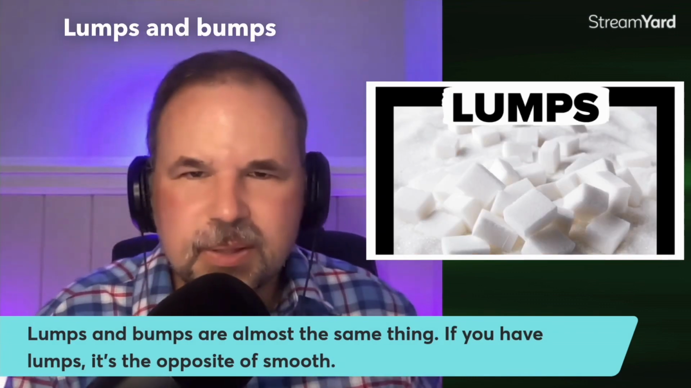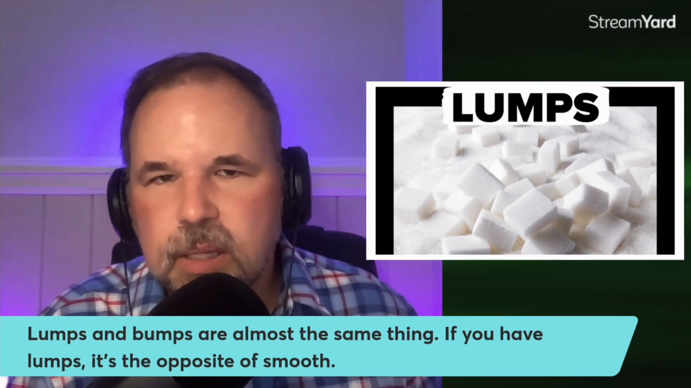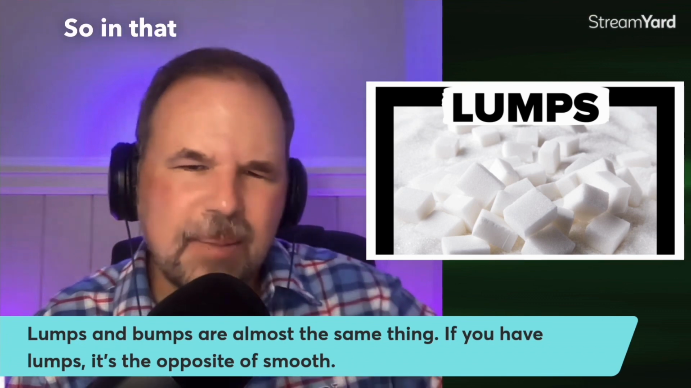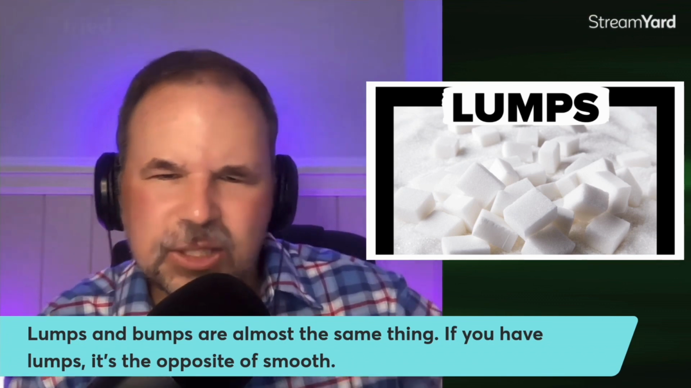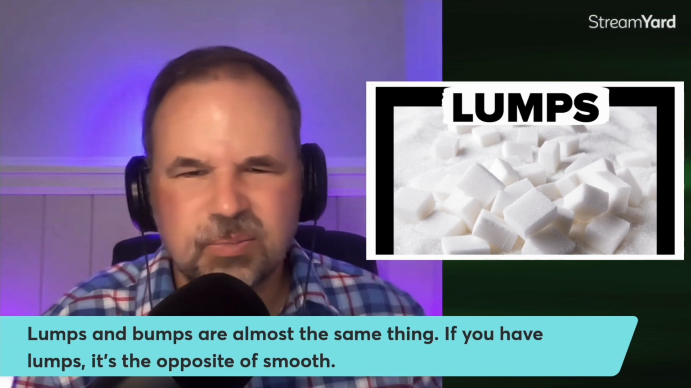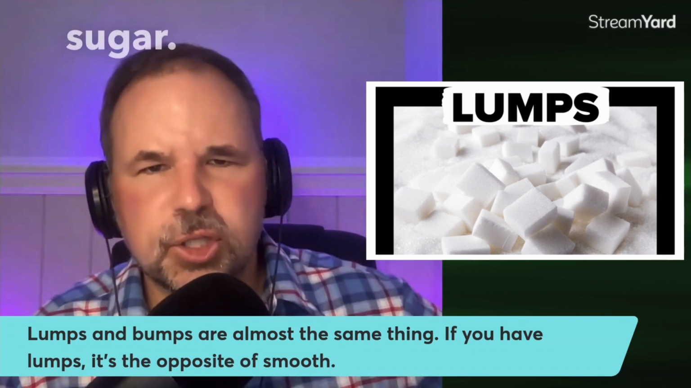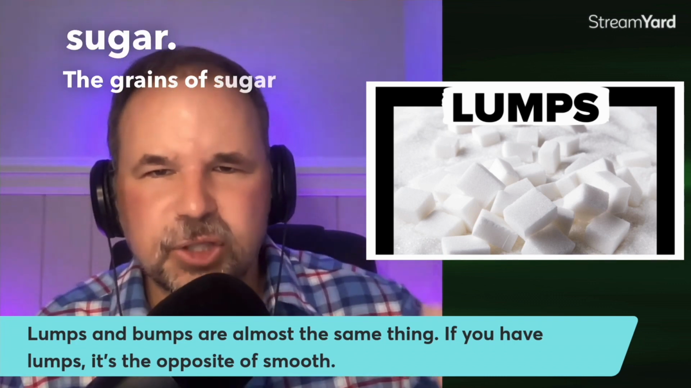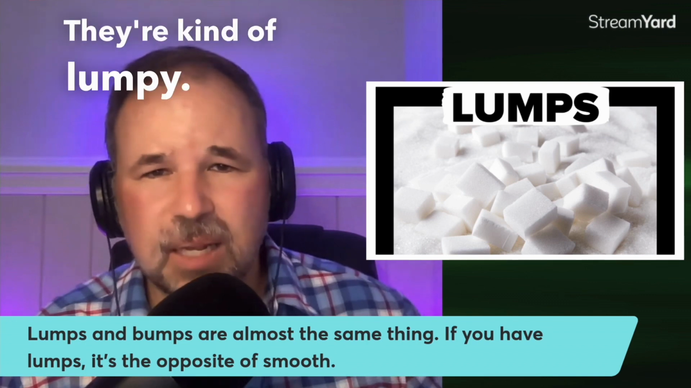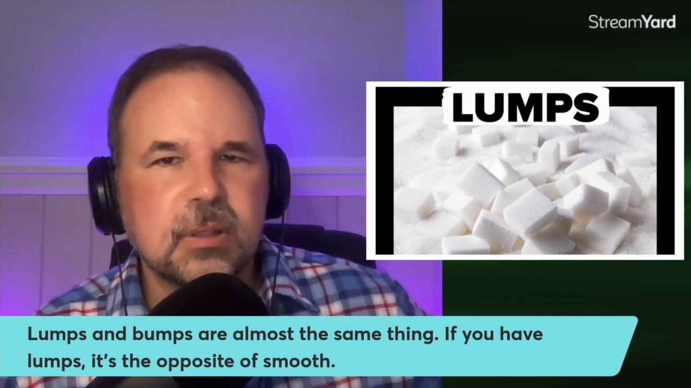Lumps and bumps are almost the same thing. If you have lumps, it's the opposite of smooth. So in that picture, I tried to get a picture of some lumpy sugar. It's really sugar cubes, but it's not smooth sugar. The grains of sugar aren't small. They're kind of lumpy. So some people will also sift sugar.